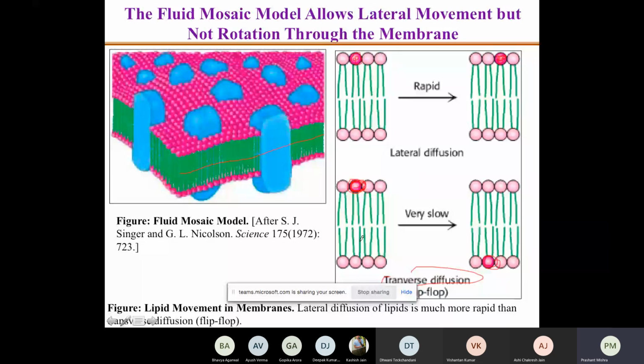As I said, this portion is hydrophilic. So if a hydrophilic molecule goes through the hydrophobic portion, there will be an energy barrier. And unless there is an enzyme or some support, they will not move across the membrane. In some viruses, there are enzymes which allow this transverse movement, but in most proteins, such movements are not possible.